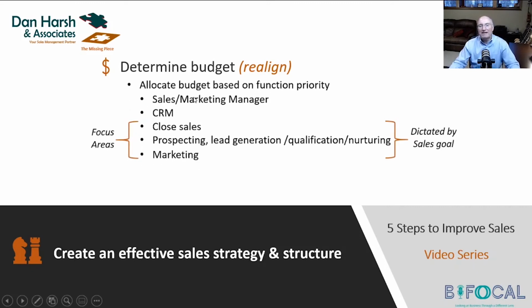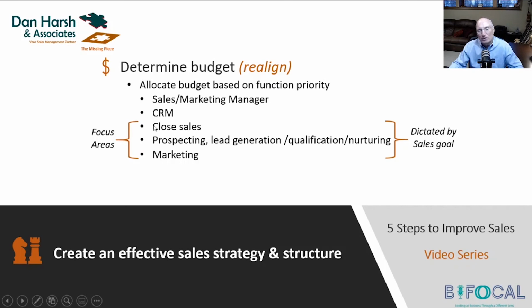So as you begin to allocate your budget based on function and priority, there's a couple things that you're probably not going to have a lot of leeway with. Your sales and marketing manager, it's kind of a given. You kind of know what that person or persons are going to cost. CRM, it is what it is as far as it costs so much to implement it and its licensing costs. So these are going to, I'm not going to say dictate themselves, but you're not going to have a lot of leeway to mess around here.